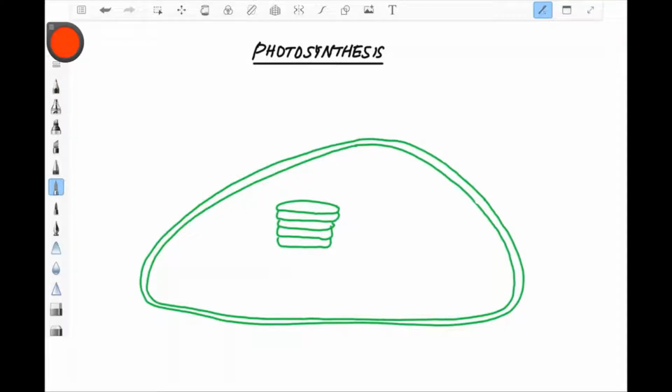In this video, we are going to look into the process of photosynthesis. Photosynthesis happens in the chloroplast that exists in plant cells. This is the structure of the chloroplast.